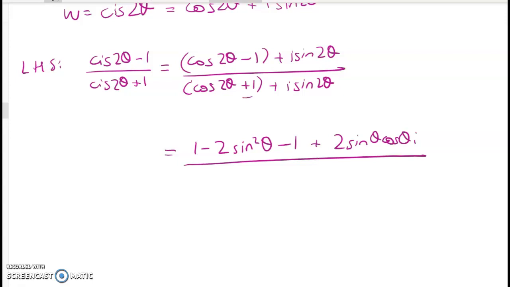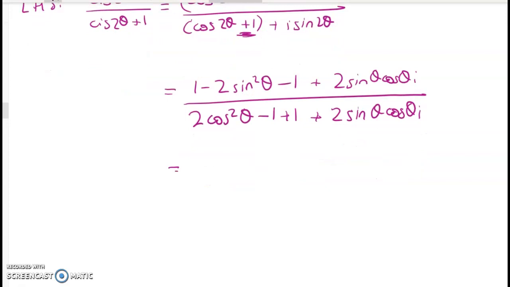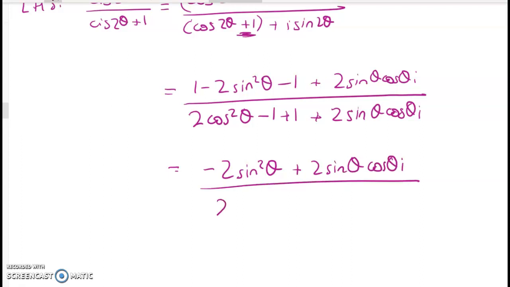And then in the denominator, I'm going to use the other double angle identity. So 2 cos squared of theta minus 1 plus 1. And then my double angle sine, 2 sine theta cos theta i. And you can see that quite a bit of stuff is going. So we've got negative 2 sine squared theta plus 2 sine theta cos theta i. And down here we've got 2 cos squared theta plus 2 sine theta cos theta i.